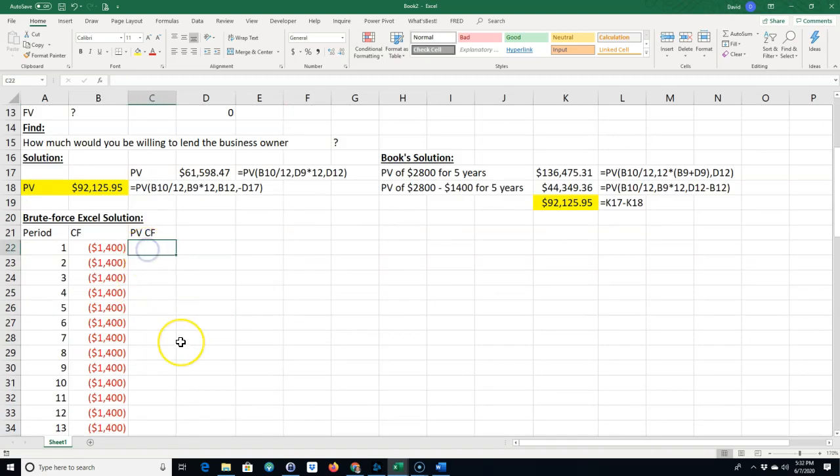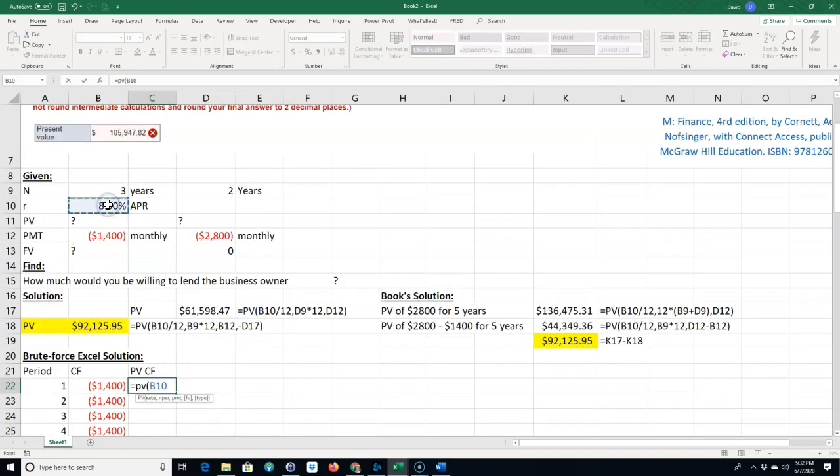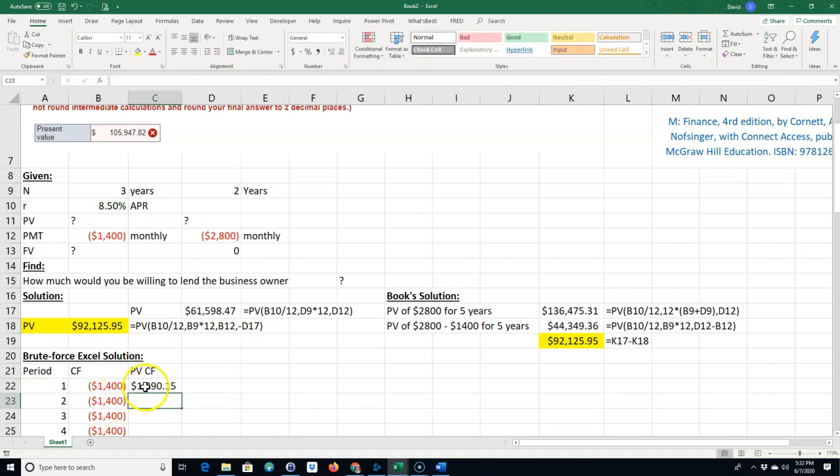Okay, so now we want the present value of each one of these cash flows. So I'm going to go equals present value. And the rate is still 8.5% divided by 12 because it's a monthly rate. And the number of periods for this first one is 1 period. Now, this is not a payment in this case. We're going to call this a future value. So I'm going to skip the payment, and the future value is this. Okay? And then if I hit enter, that's how much. So if I invested $1,390.15 at 8.5% interest per year, in 1 month I would have that. Okay? Then I go to the next one.